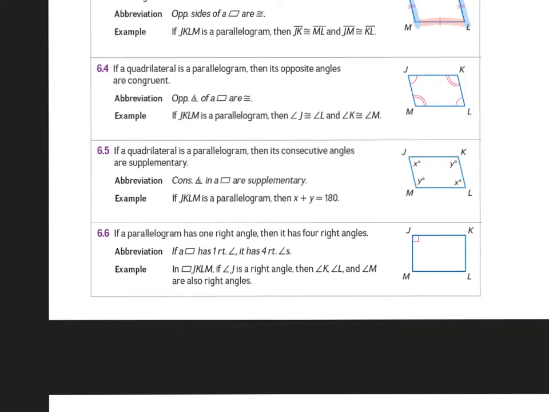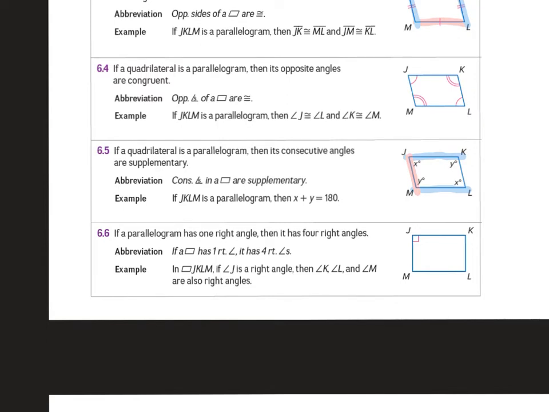Moving on with our theorems, if I look at theorem 6.5, if a quadrilateral is a parallelogram, then its consecutive angles are supplementary. So, men, we've discussed these type of angles before. Back in chapter 2, I see that segment JK and segment ML, I was told that those segments previously are parallel to one another. Then remember, JM is what I would call my transversal. So what do I know about angle J and angle M? Angle J and angle M are supplementary. They're consecutive interior angles.